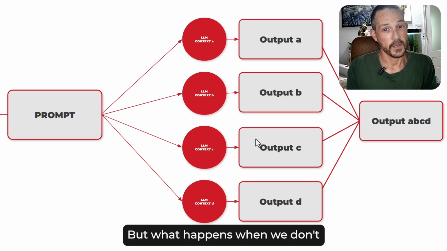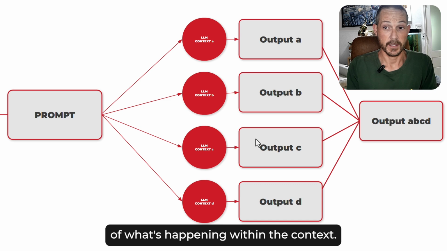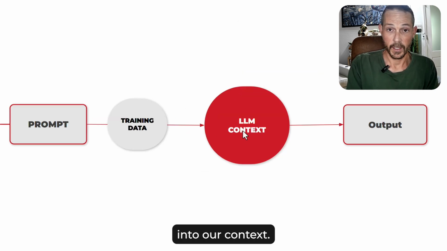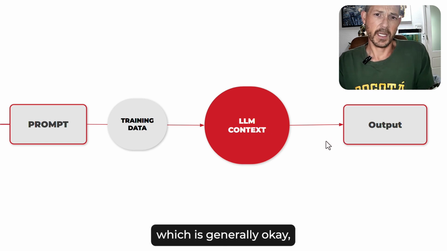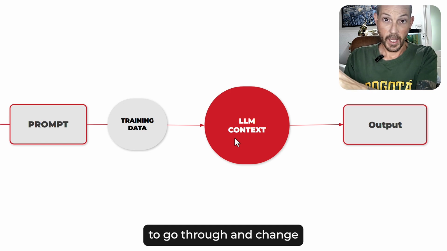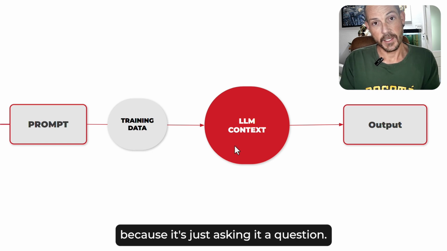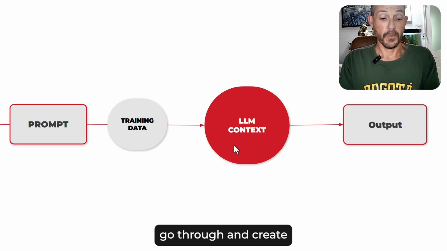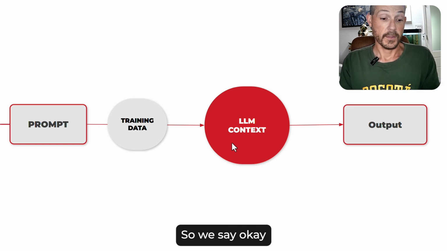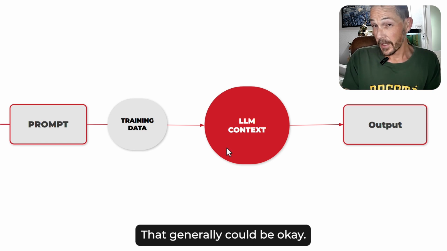Great. But what happens when we don't actually have the ability to train the individual steps of what's happening within the context? We're getting our training data into our context and we're getting the output, which is generally okay, but we don't really have the ability to go through and change everything that's happening within this context, because it's just asking it a question. So maybe we're saying, go through and create a sentiment analysis from reviews, right? So we say, okay, here's reviews, give me back sentiment analysis. That generally could be okay.